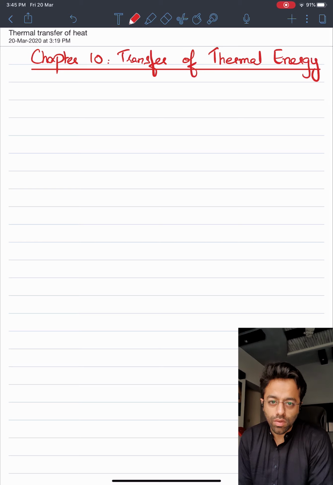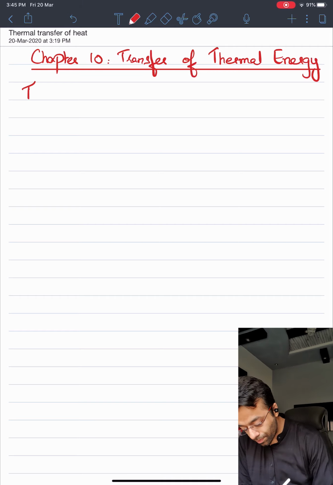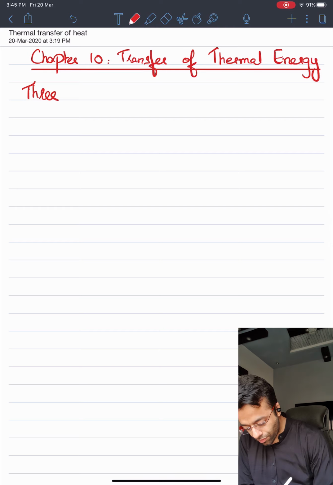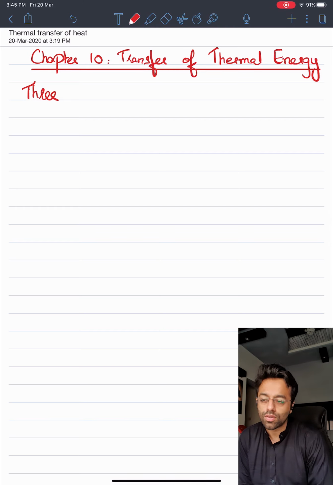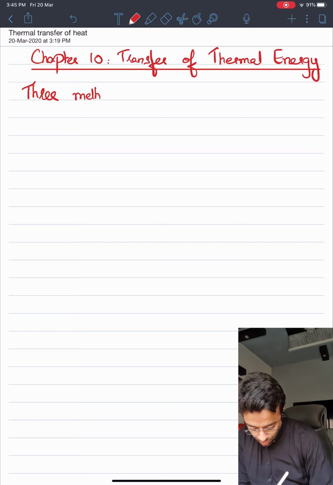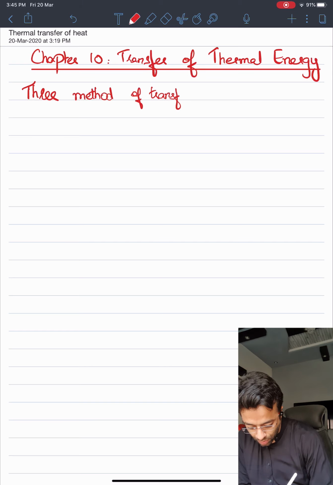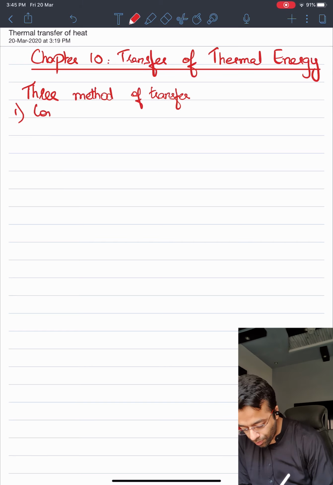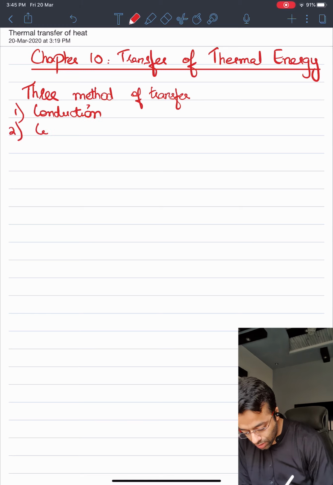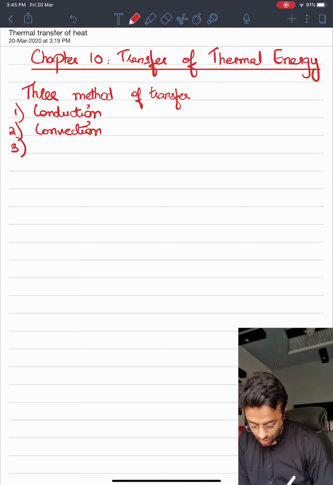Okay, so what is thermal energy? Basically, heat energy. How heat energy is being transferred, that's what we're going to study. There are a total of three types of thermal energy transmission. Three methods of transfer. Number one is conduction. Number two is convection. Let me check the spellings. Yes, and number three is radiation.